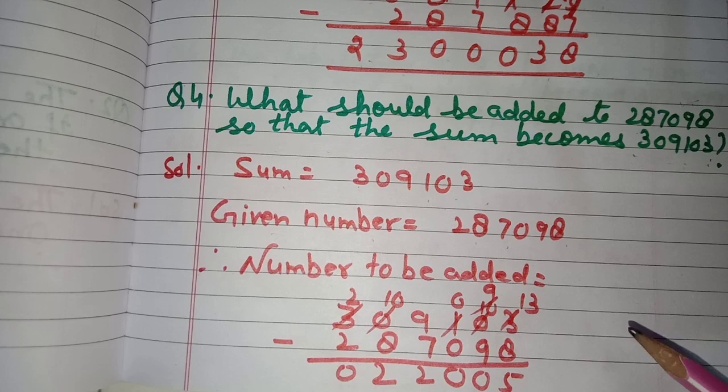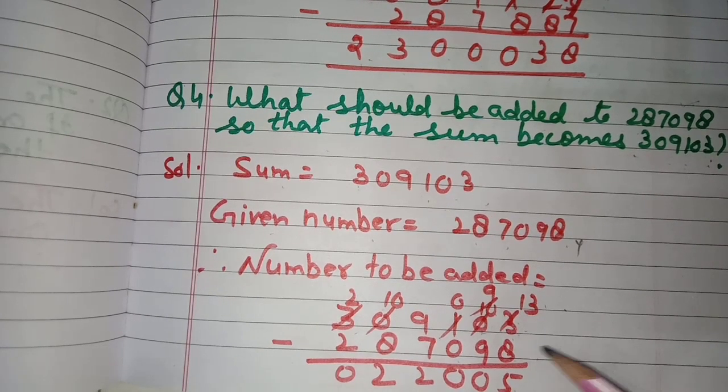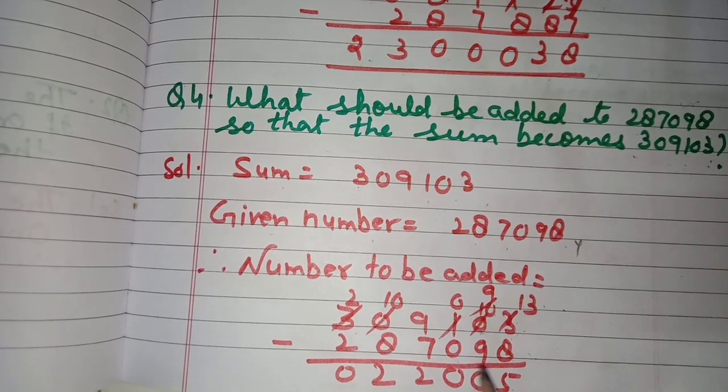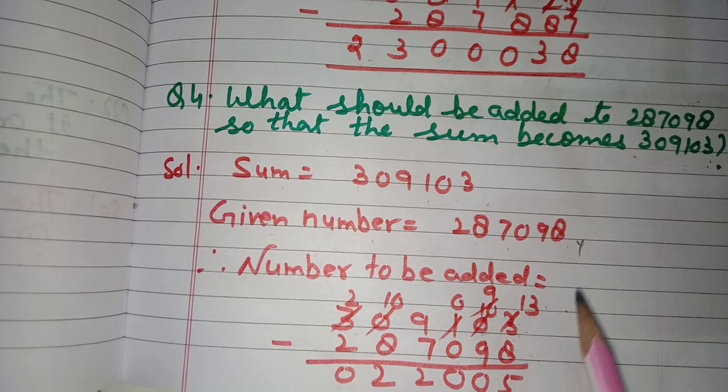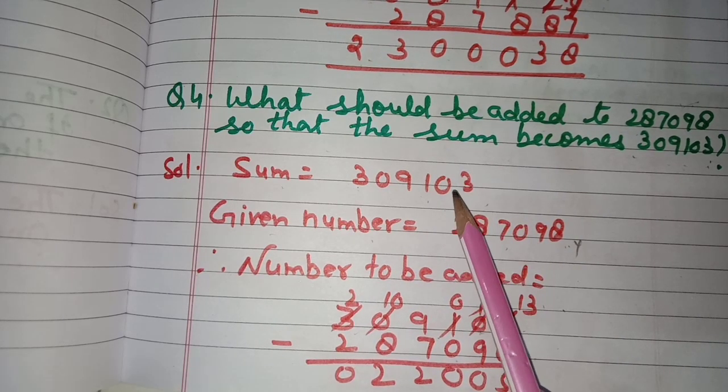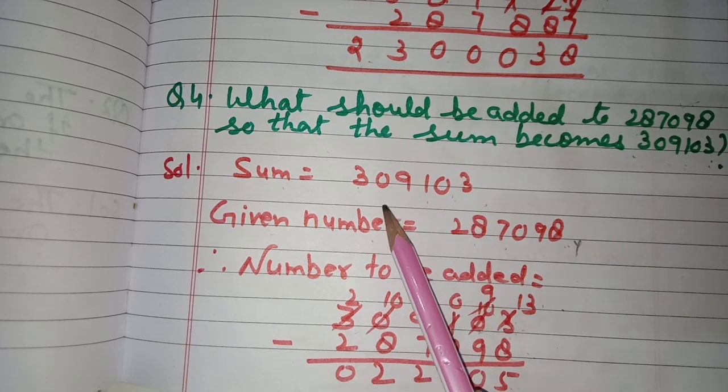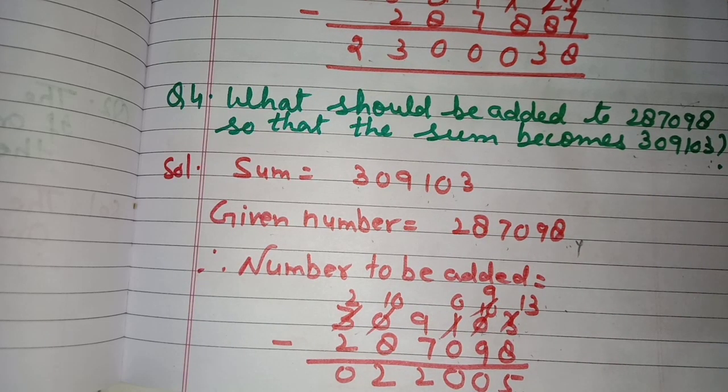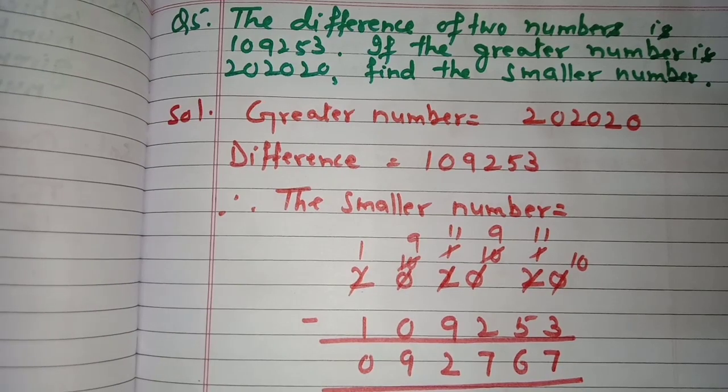So for that we need to subtract. So we'll subtract these two numbers and our final answer after subtraction will be 22,005. So this is the number which when we add to this given number, the sum will be 3,09,103. Next is question number 5.